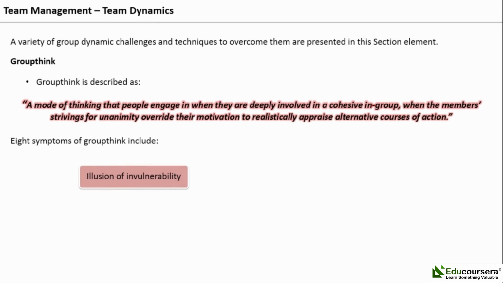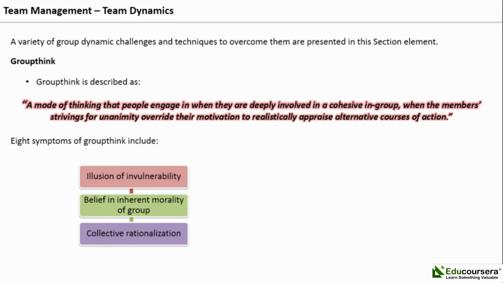1. Illusion of invulnerability, feeling that the group is above criticism. 2. Belief in inherent morality of group, feeling that the group is inherently right and above any reproach by outsiders. 3. Collective rationalization, refusing to accept contradictory data or to consider alternatives thoroughly. 4. Outgroup stereotypes, refusing to look realistically at other groups.